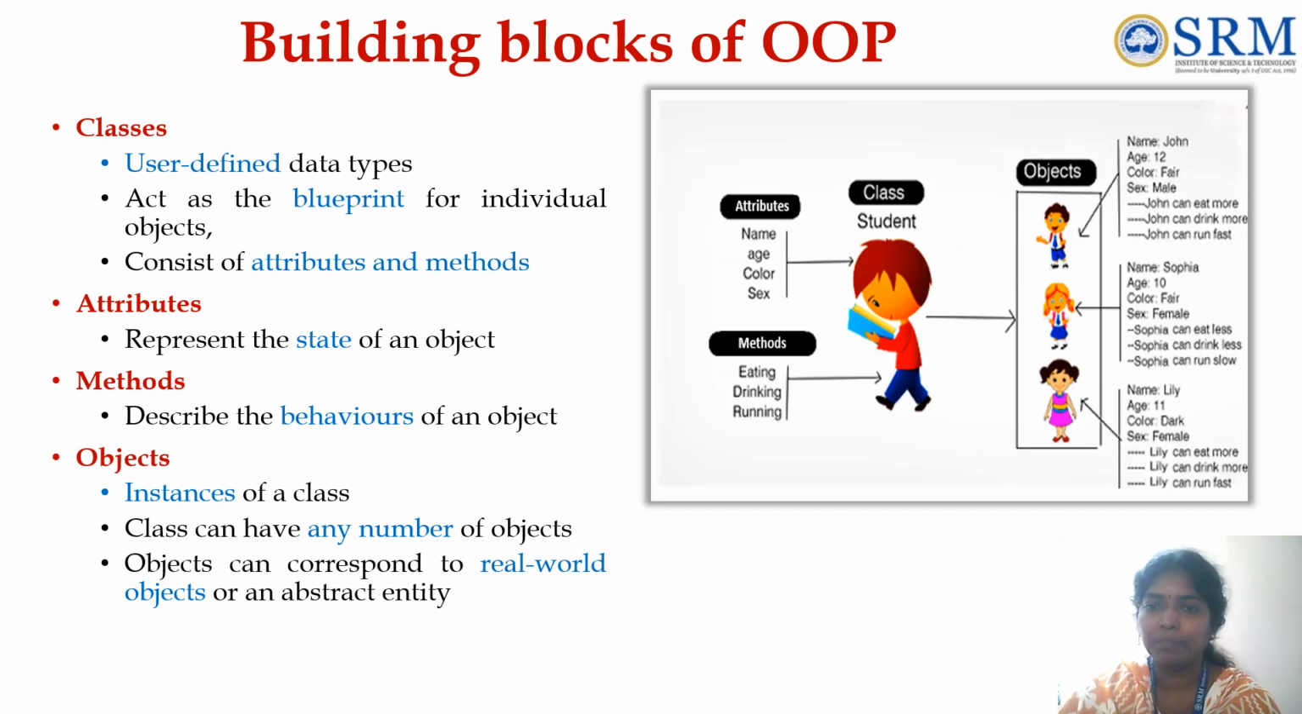So here is an example. We can see a class named Student with attributes name, age, color, sex, with methods eating, drinking and running. So we have three objects for class Student. The first object has the attribute name with value John, the attribute age with value 12, the attribute color with value fair and the attribute sex with value male. The eating method: John can eat more. The drinking method: John can drink more. The running method: John can run fast. Similarly, the other two objects, Sophia and Lily, are described here.